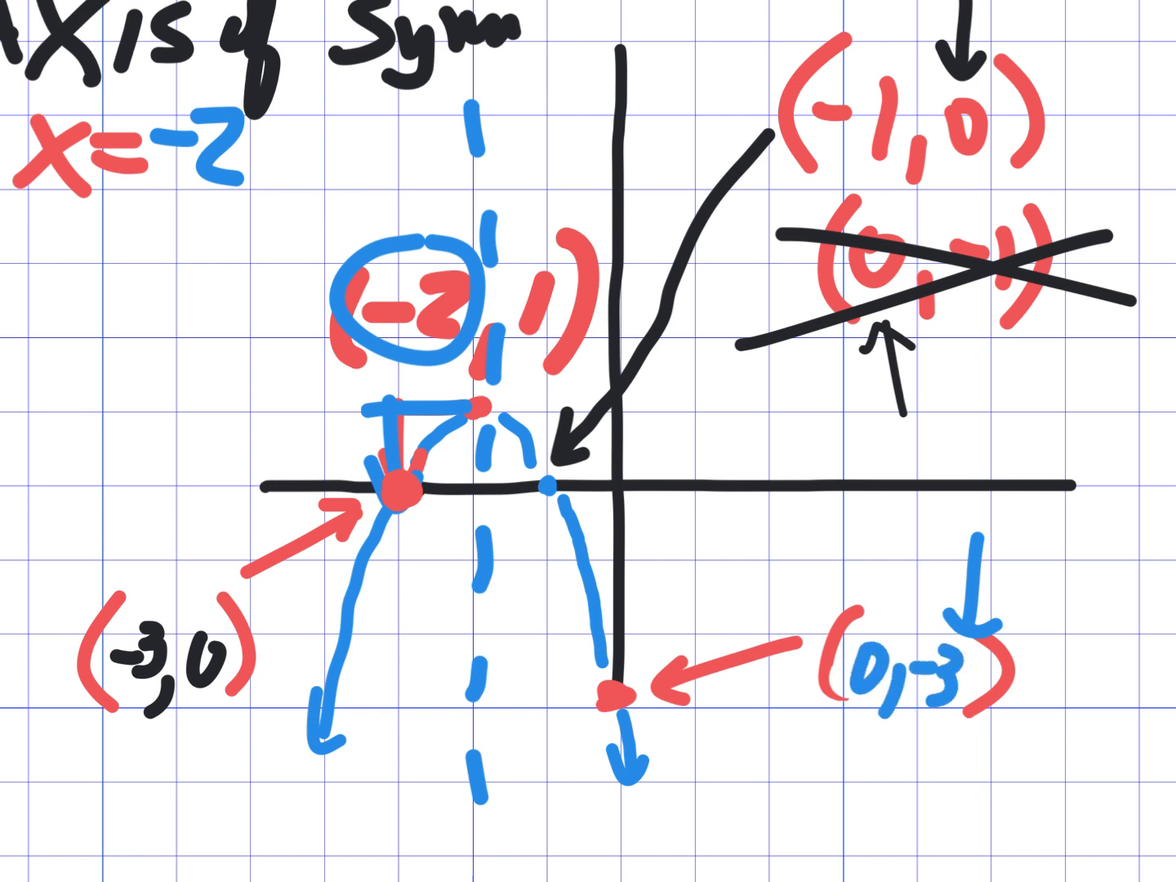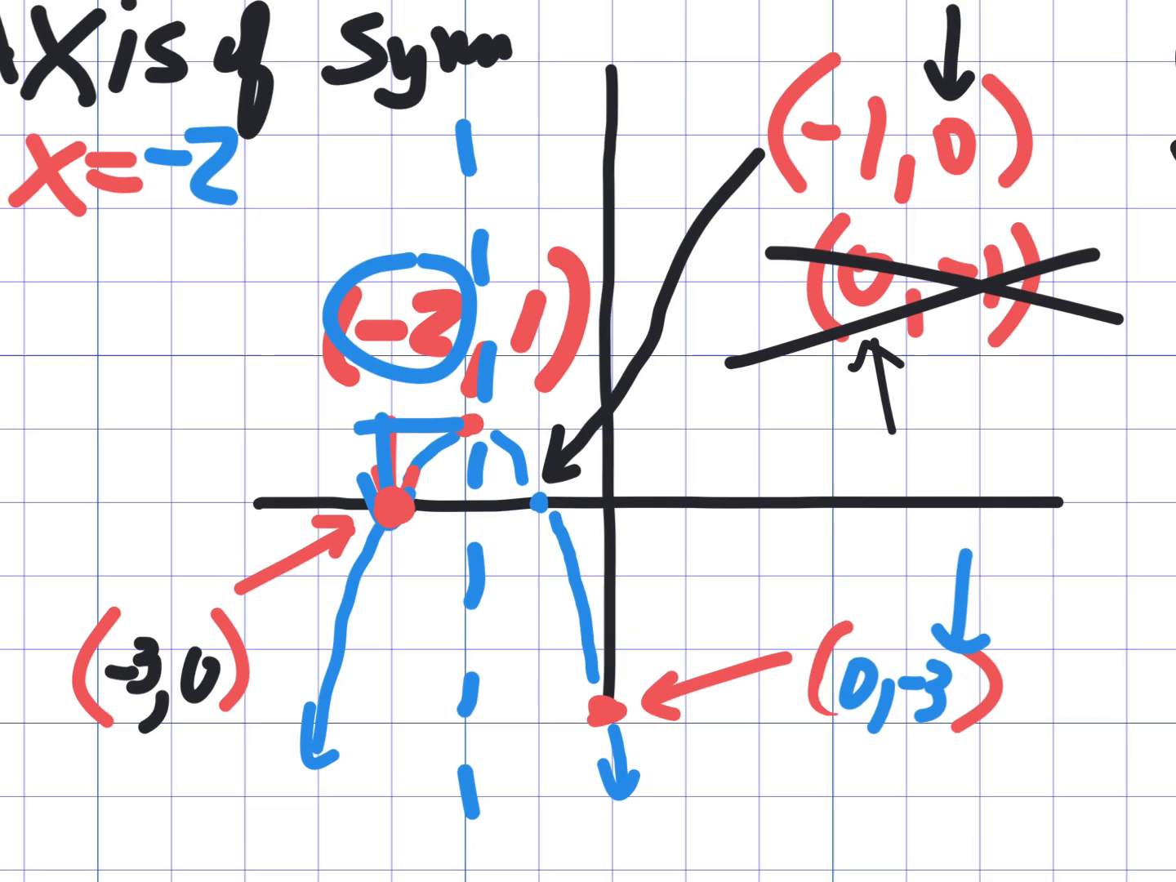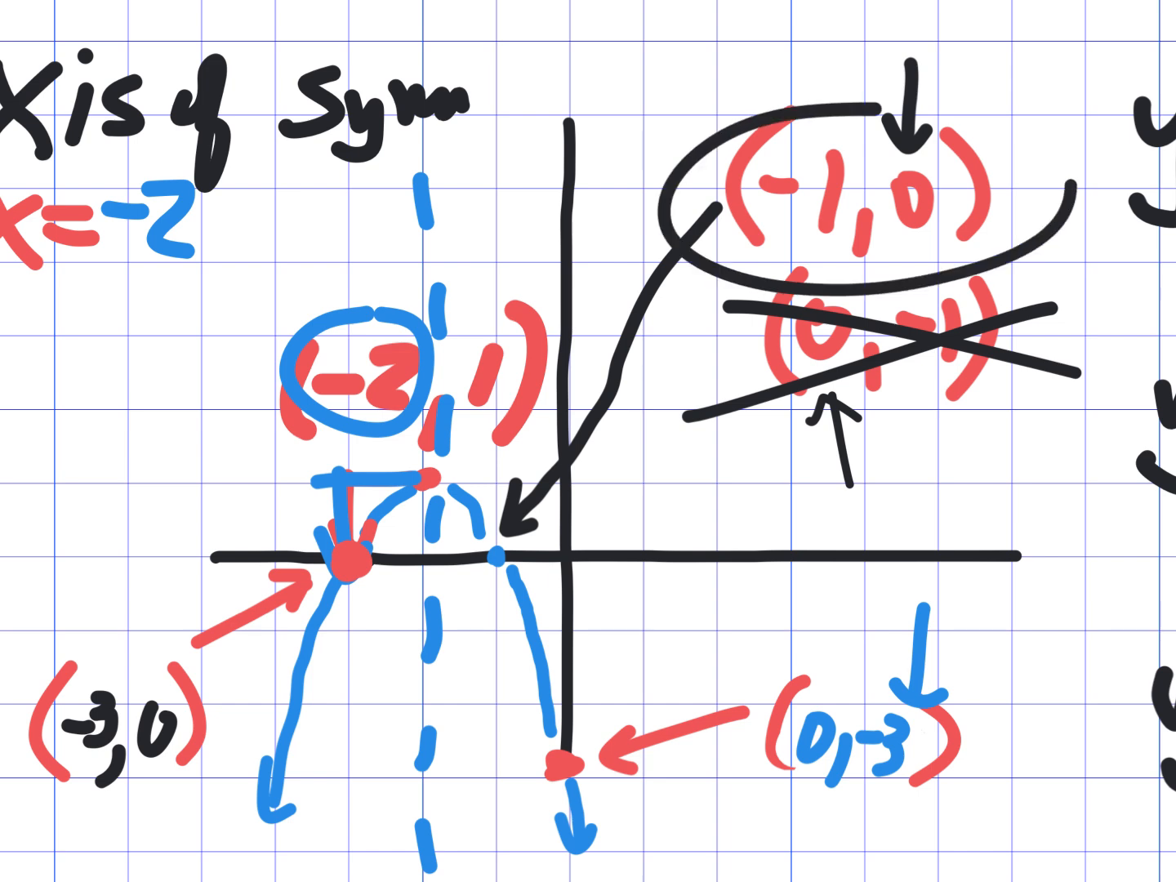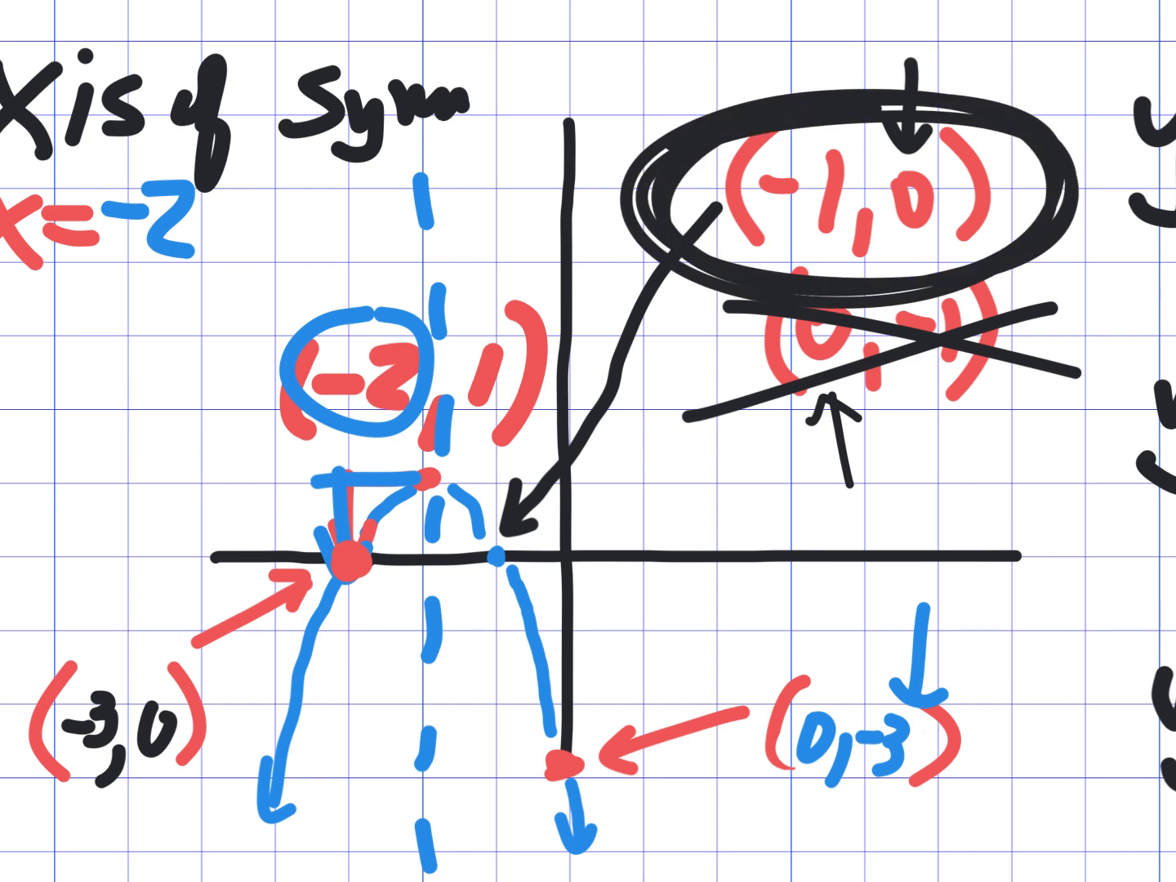All right, I hope you feel like those are all pretty easy. Yes? Isn't there 2 x-intercepts? There is. This was the first one I mentioned right here, because its y is 0, so it's an x-intercept.